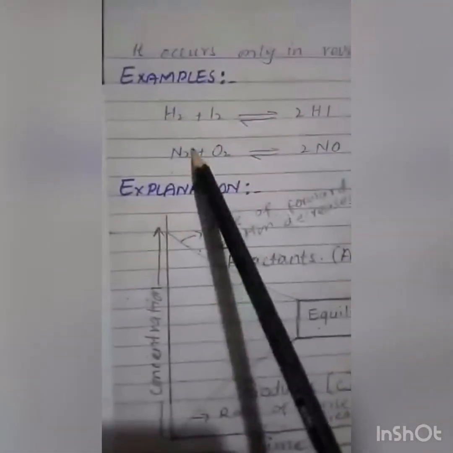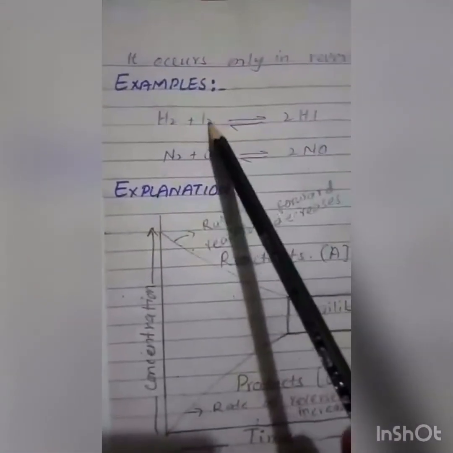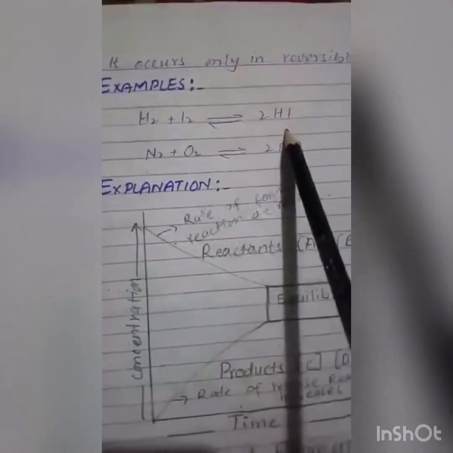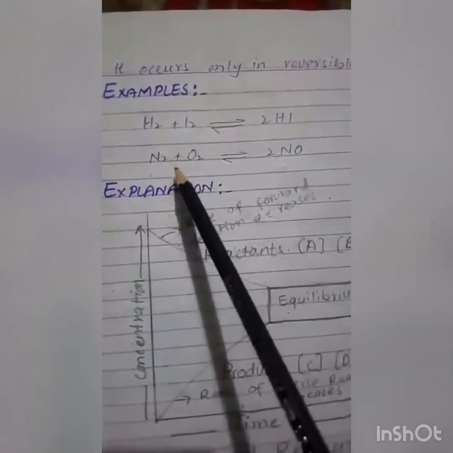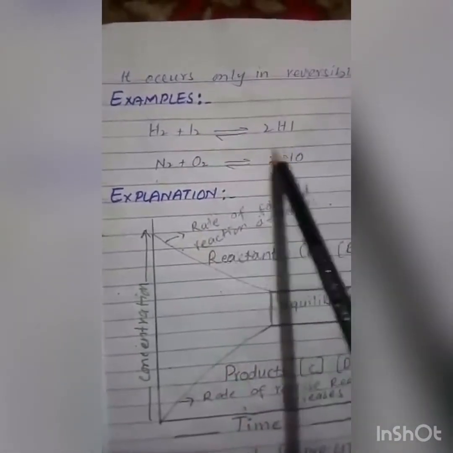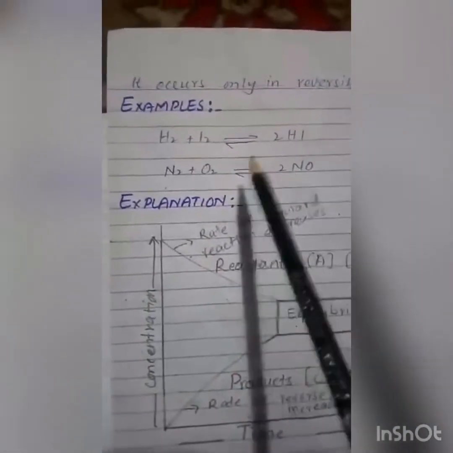Let's suppose this is an example of a reversible reaction. When hydrogen reacts with iodine, it will give us hydrogen iodide, and when nitrogen reacts with oxygen, it will give us this product, and when this product reacts back, it will give us these reactants. Okay, this is the graphical representation, or we can say the explanation, of dynamic equilibrium.